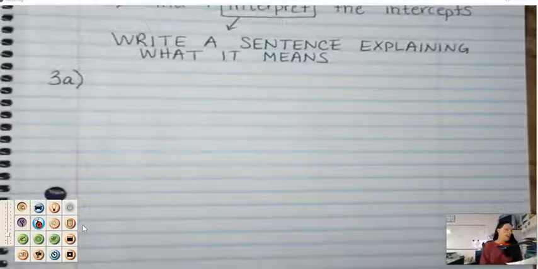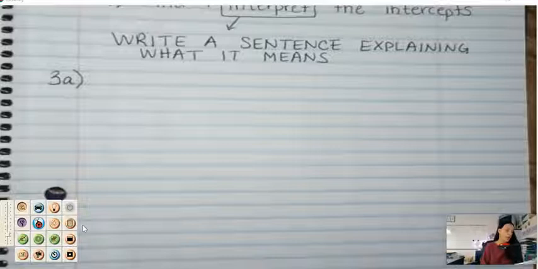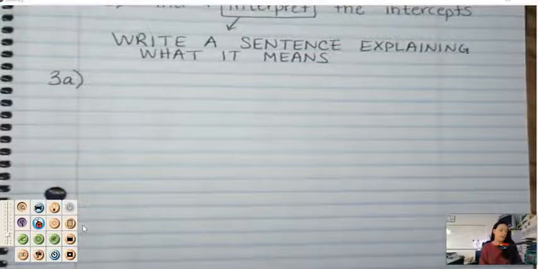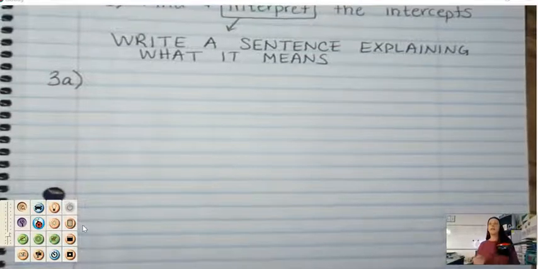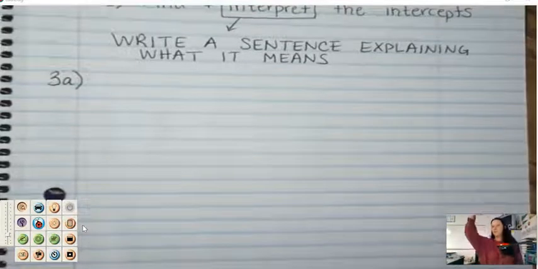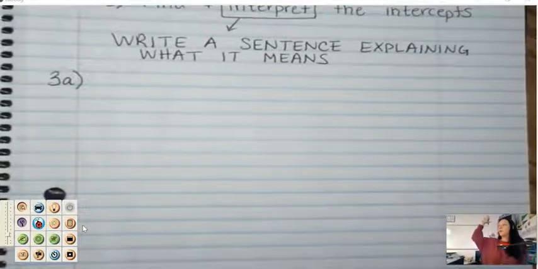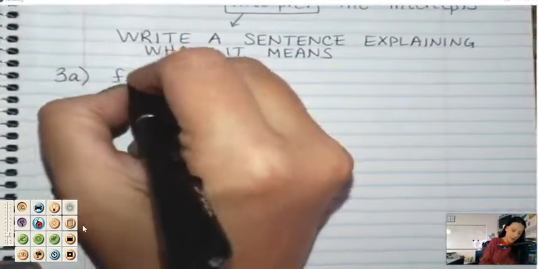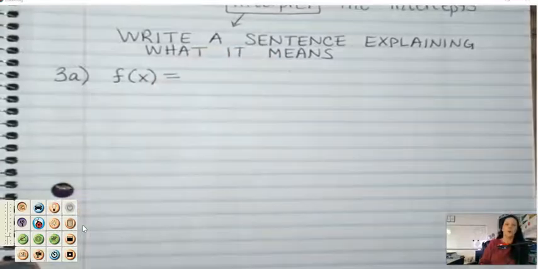The Sandia Peak Tramway in Albuquerque, New Mexico, travels a distance of about 4,500 meters to the top of the Sandia Peak. Its speed is 300 meters per minute. The function f of x equals blah, blah, blah, gives the tram's distance in meters from the top of the peak after x minutes. Okay, so it's like at Snowball, you know, the little carts and stuff. So there's a tram that's coming from the top of the mountain. The equation or the function is f of x. It gives us this in the word problem.